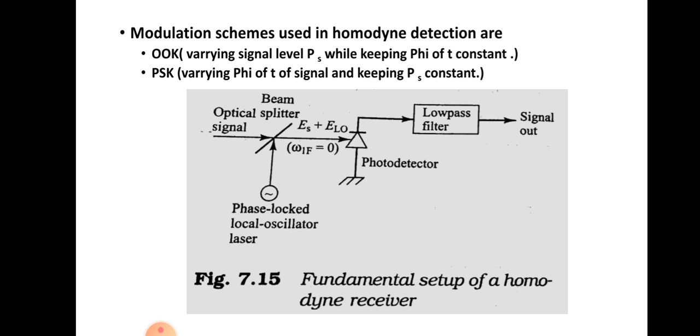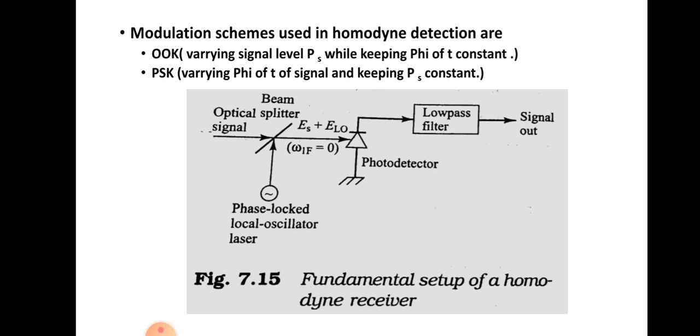Next, once this signal is produced, it should be transmitted using different modulation techniques. The modulation schemes used in homodyne detection are the OOK scheme, that means on-off keying, which is similar to amplitude shift keying, and it represents the presence or absence of the carrier. On means there will be a carrier signal, and off means there will be the absence of the carrier. In OOK, we vary the signal level PS, or amplitude, but the phase of the signal remains constant.